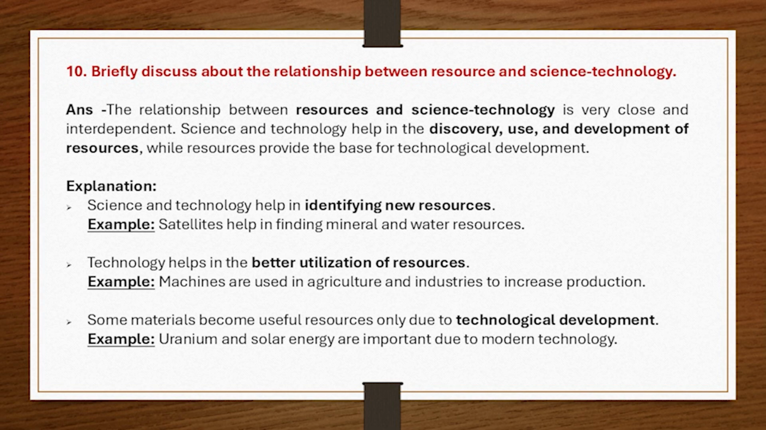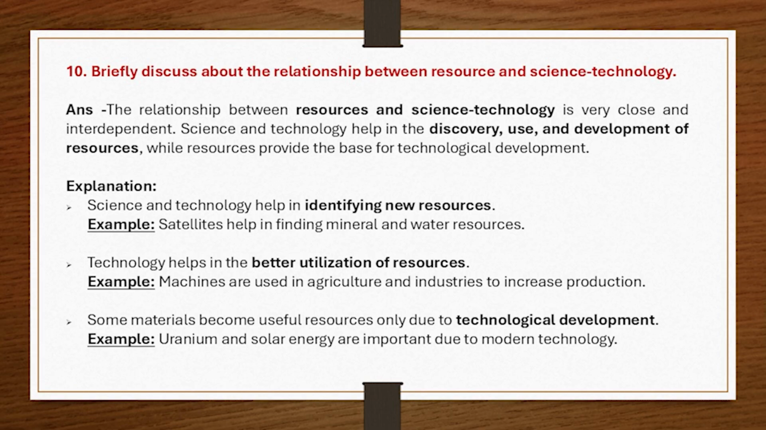10. Briefly discuss about the relationship between resource and science technology. Answer. The relationship between resources and science technology is very close and interdependent. Science and technology help in the discovery, use and development of resources, while resources provide the base for technological development. Explanation. Science and technology help in identifying new resources. Example, satellites help in finding mineral and water resources.